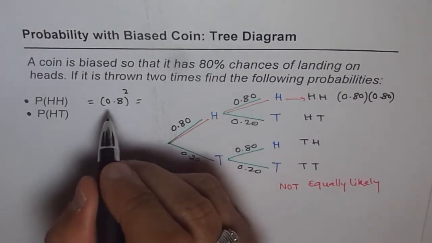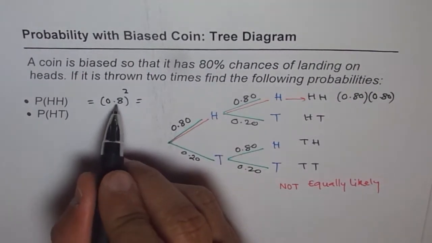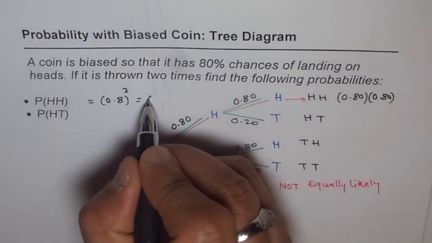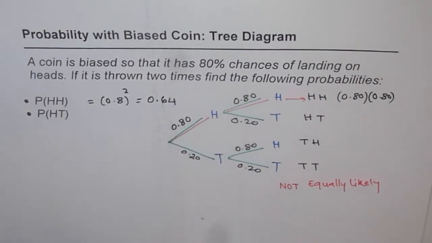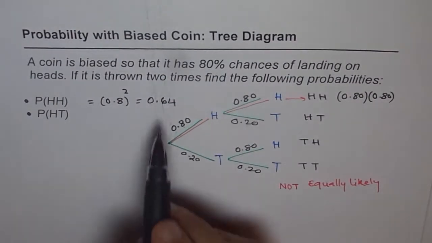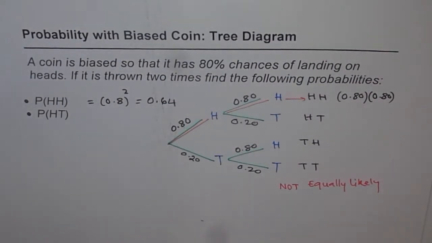0.8 squared, or 8 times 8, is 64, and now the decimal place should be after 2, right? So it is 0.64. That is the probability, or you can say 64%, correct?